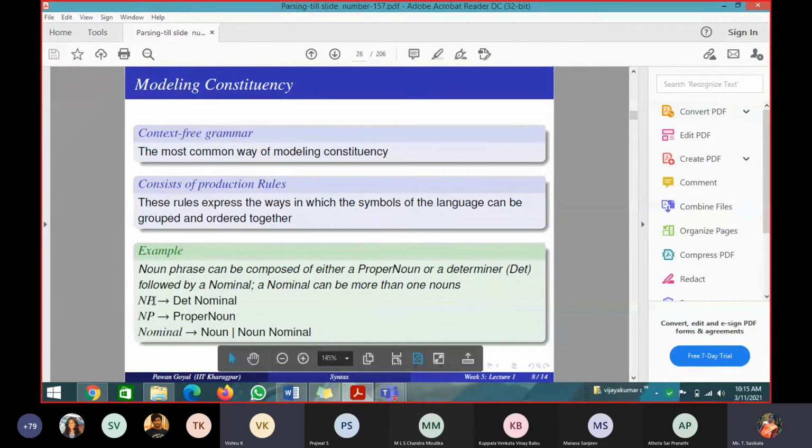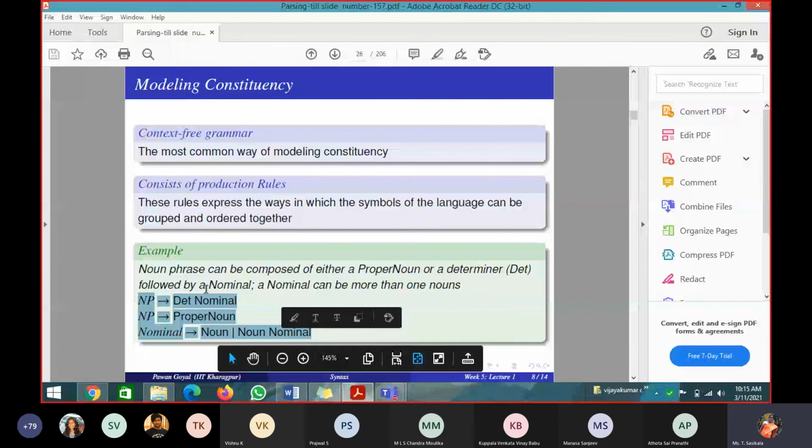See here, these are the production rules for the above example. First, a noun phrase can be composed of either a proper noun. So the noun phrase is represented as NP. NP gives proper noun. Okay, NP can be a proper noun. This is one production rule. What is the other rule? Or NP can be a determiner followed by a nominal. Very good.